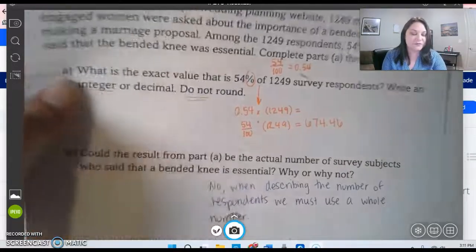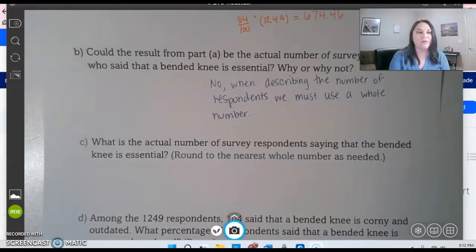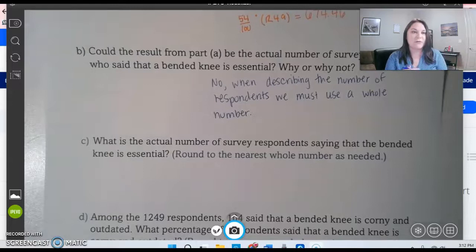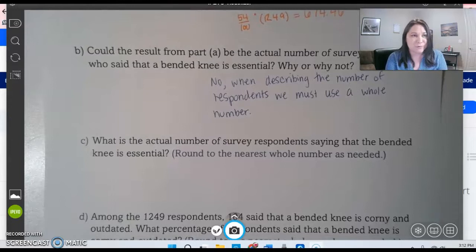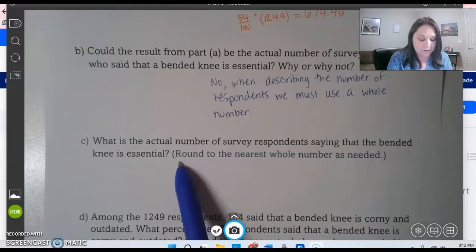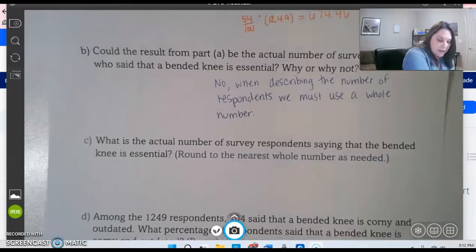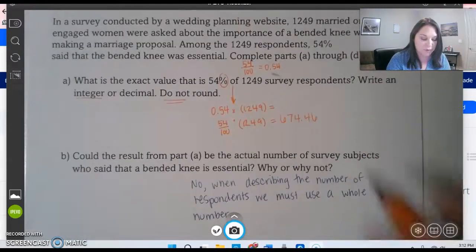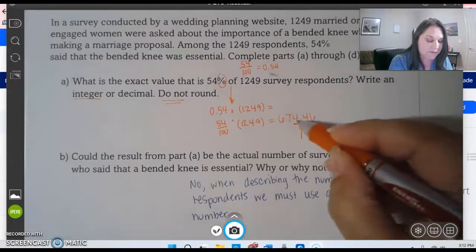And that goes into the next section a little bit on how we can categorize numbers and qualify numbers. And that goes to how we report our data when we get something back and it's a decimal, that we shouldn't use the decimal. We're talking about number of people. What is the actual number of survey respondents saying that the bended knee is essential? And so here you go back to good old-fashioned rounding. When you round to a whole number, the whole number would be the number to the left of the decimal point. And so they want me to round to this place.